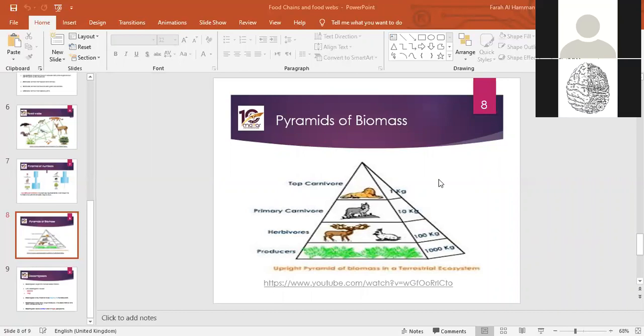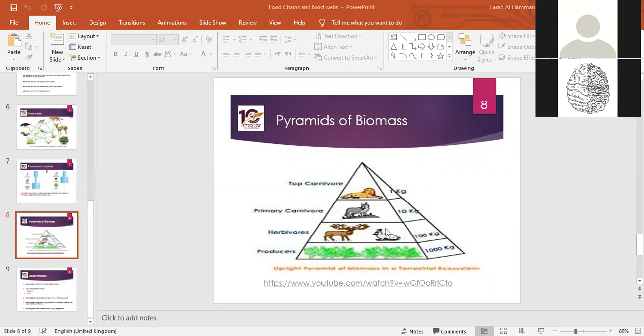Yes, Adam. Teacher, I didn't understand how to calculate biomass. You choose a specific area, an ecosystem, and whatever organisms you find in that area that belong to the same type, you collect them, and then you measure their masses. I mean, I want to calculate the biomass of rabbits.